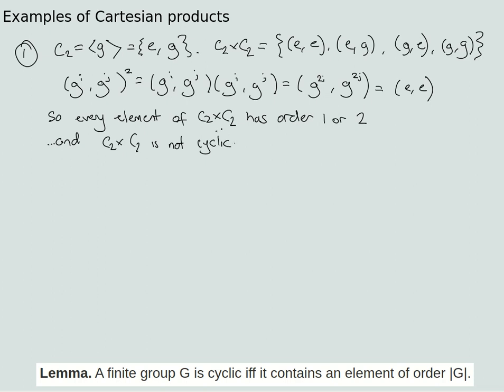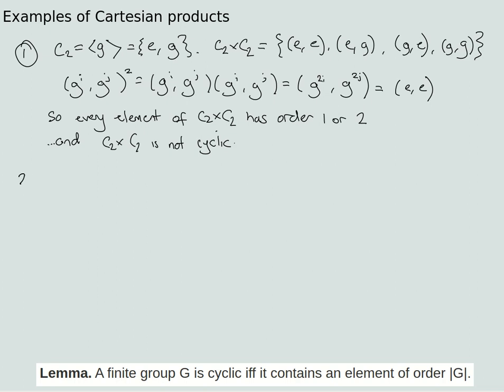On the other hand, C2 is abelian, and it's not too difficult to check that if you take the Cartesian product of 2 abelian groups, then the result is abelian. So here is another example of an abelian group which is not cyclic. In fact, it's the same example in disguise as the 2 examples you already saw.